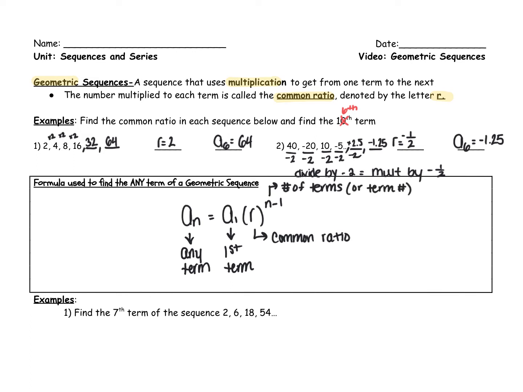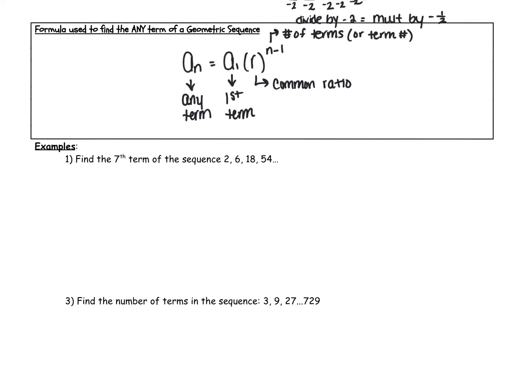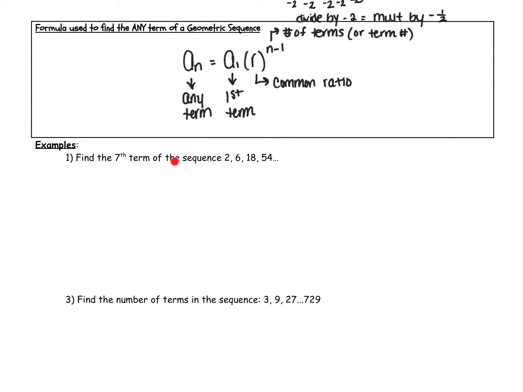All right, so let's take a look at an example. It says, find the 7th term of this sequence, 2, 6, 18, 54. So how am I getting from one term to the next? Well, it looks like I'm multiplying by 3. So my common ratio, R, is 3.